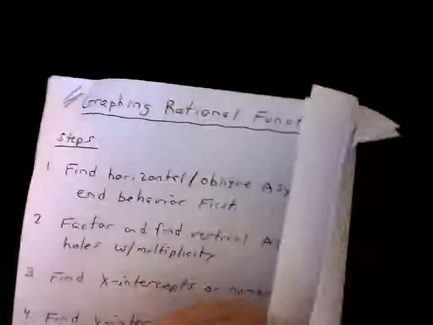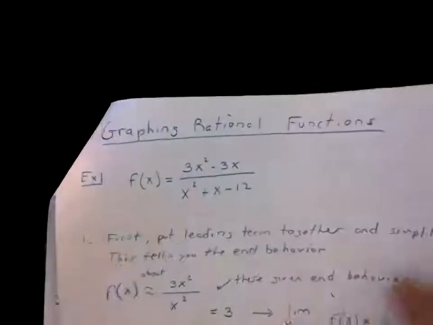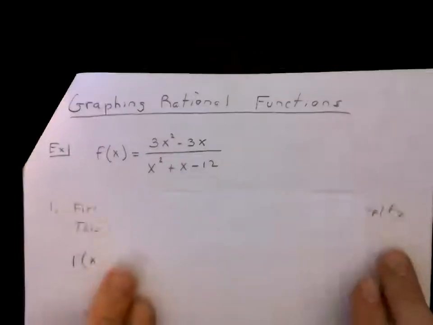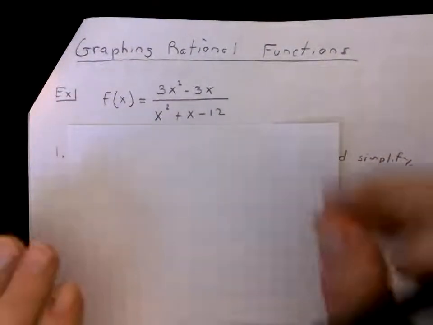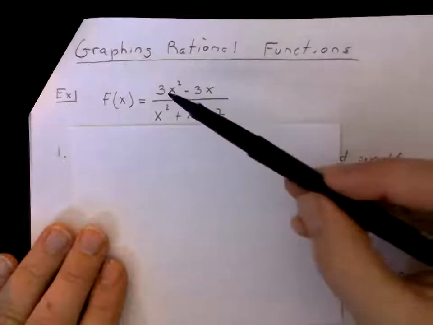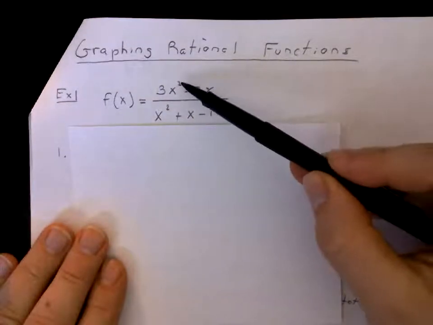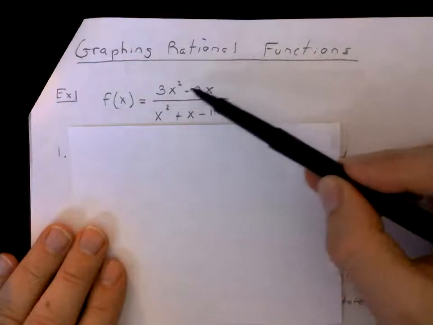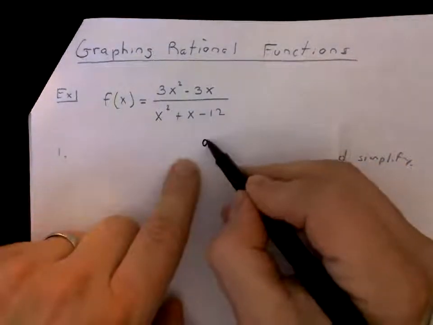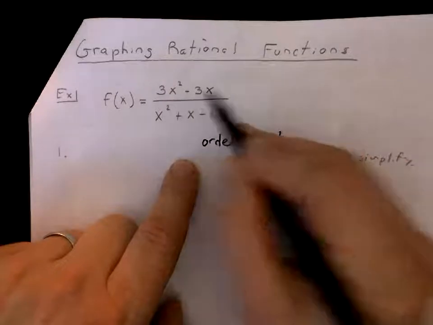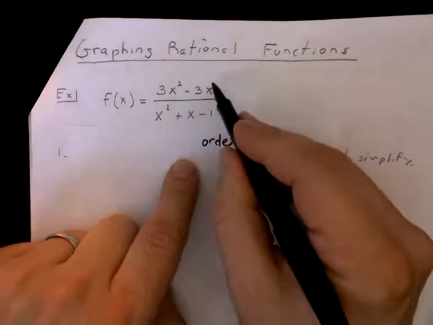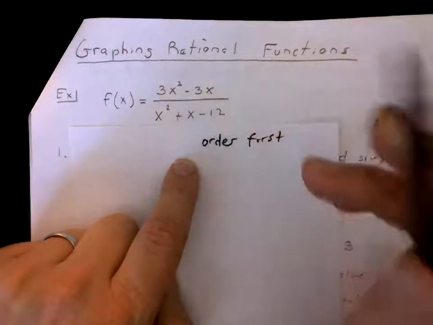So let's look at our progress. Let's look at one here. Graph the rational functions. Let's go ahead and graph this one. We have a rational function, look at the numerator and the denominator. It's all in order. Remember, we always try to find the order first. So order first. That means that it follows x², x¹, x², x¹, 0.